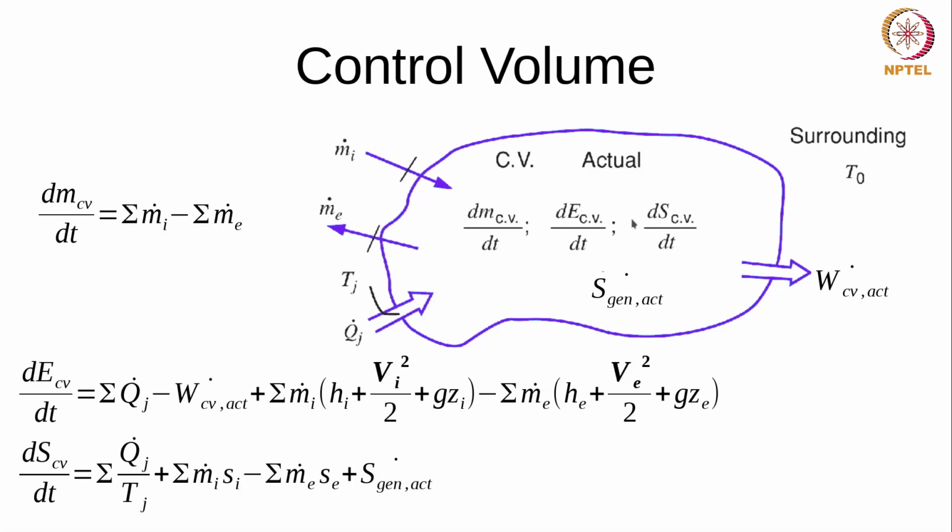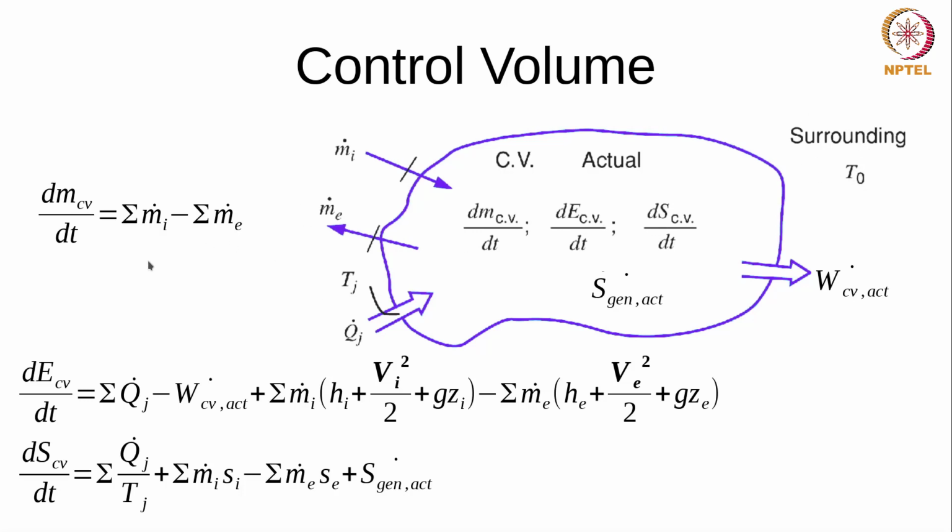In addition, the entropy of this control volume can change. So the change in entropy is given as ds by dt of the control volume. This control volume can do work. It does work at a rate of w dot cv actual, and that is something we can find out. And because this does not undergo ideal processes, there is entropy generation in this control volume, and the amount of entropy generated is given as s dot generated for the actual process. So this is essentially our control volume. This control volume has interactions with the surroundings, which is at some temperature of T0.